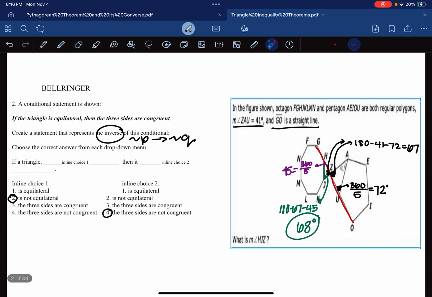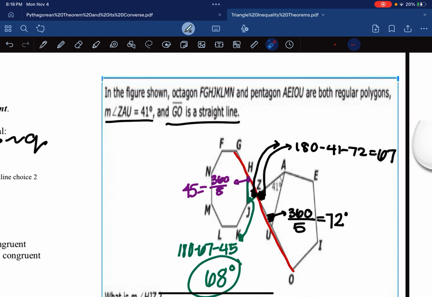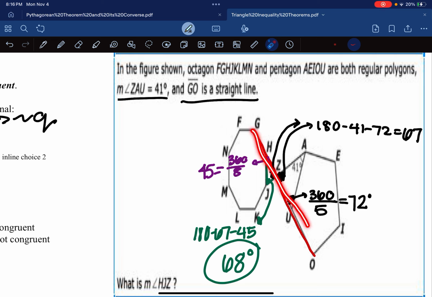For this one, we're looking for the inverse of the conditional statement, which means it's not P, not Q. So not equilateral, and does not have 3 congruent sides. So 2 and 4. For this one here, we know GO is a straight line.